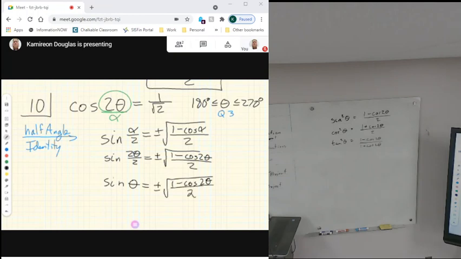What's nice to point out here is we actually know cosine of 2 theta from the problem. So finding sine of theta is really easy. I just plug in the number I know. Sine of theta is going to be equal to plus or minus the big square root of 1 minus cosine of 2 theta. Cosine of 2 theta, it said in the problem, was 1 over the square root of 2, all divided by 2.